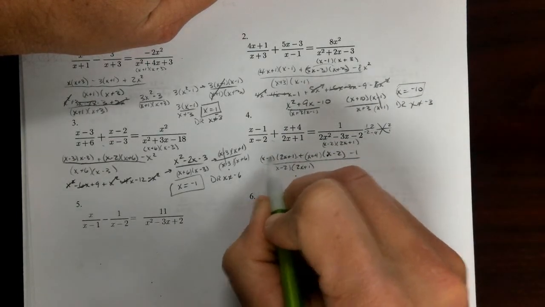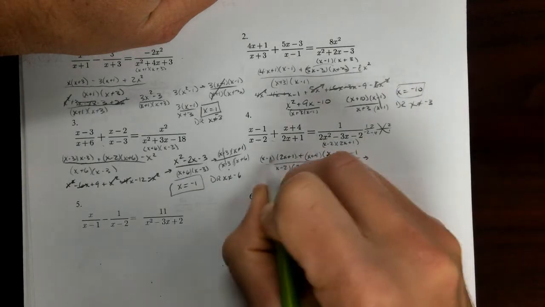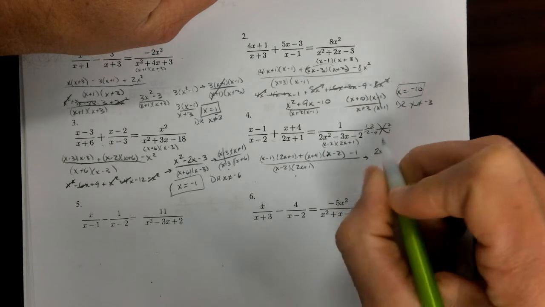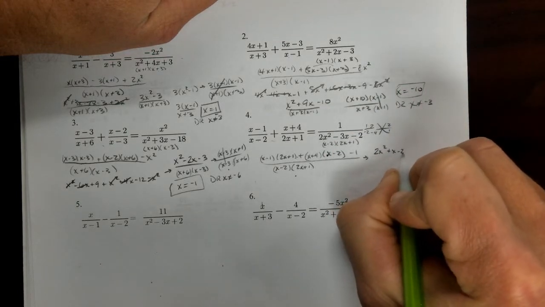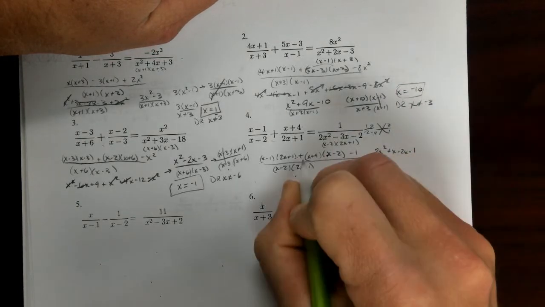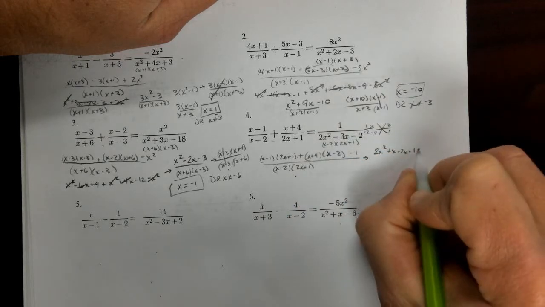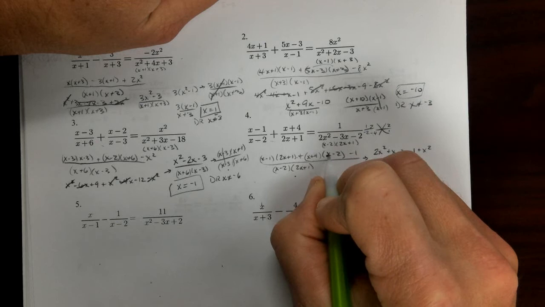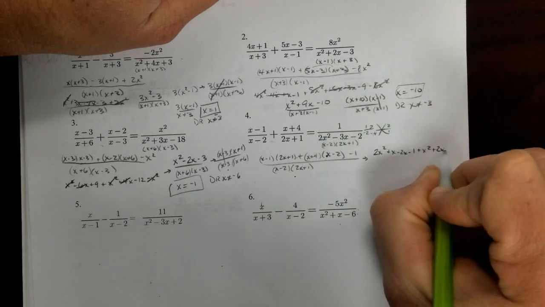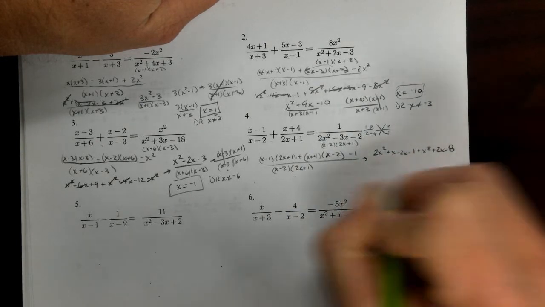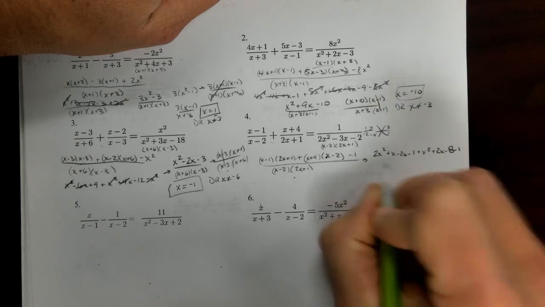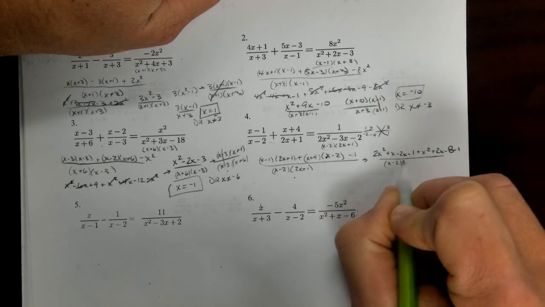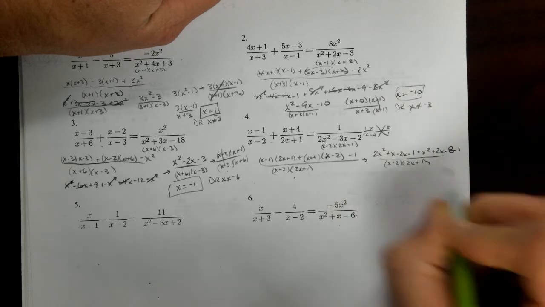So here we go. Multiply this out. 2x squared plus x minus 2x minus 1. Multiply this out. Plus x squared. This is going to be minus 2x plus 4x, so positive 2x minus 8, and then minus 1. And that's still my denominator of x minus 2 times x plus 1.